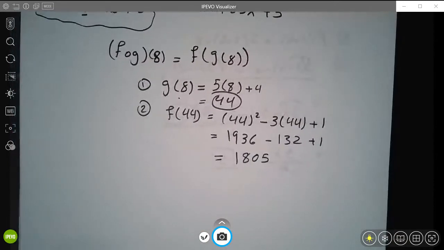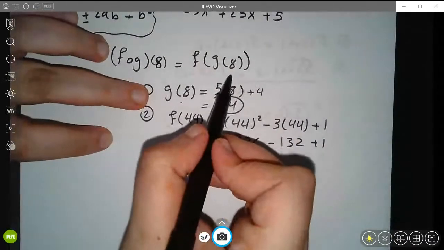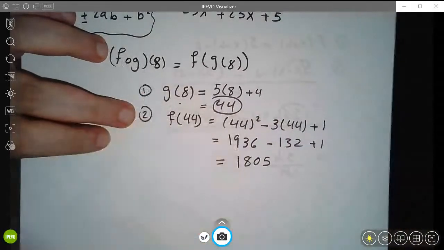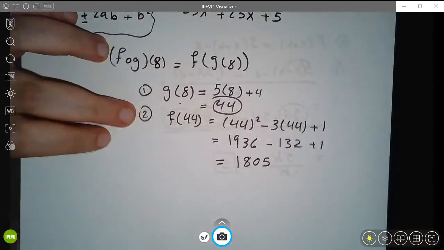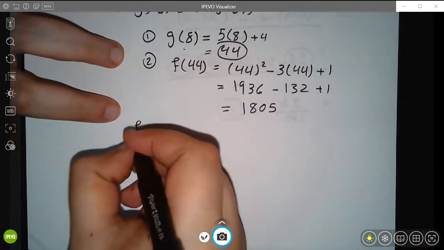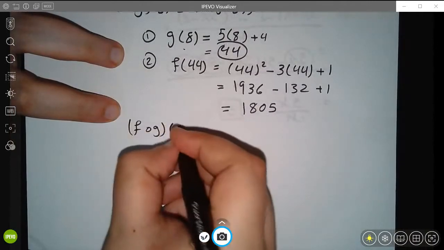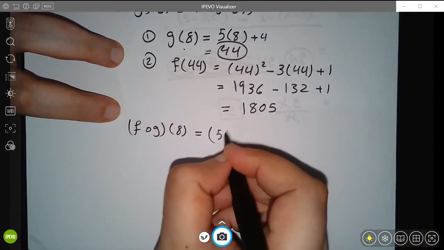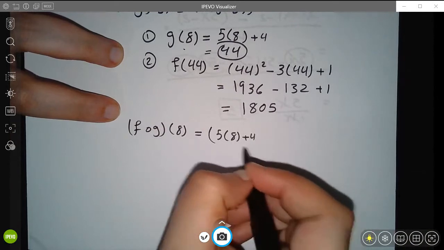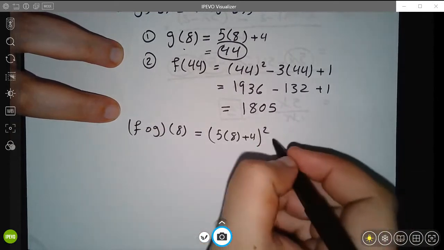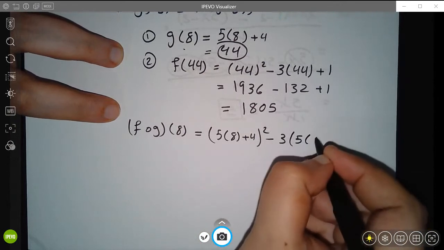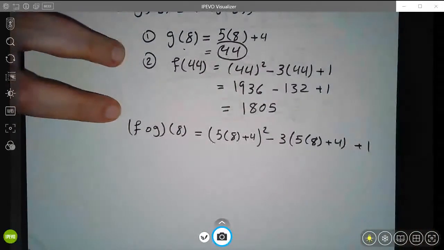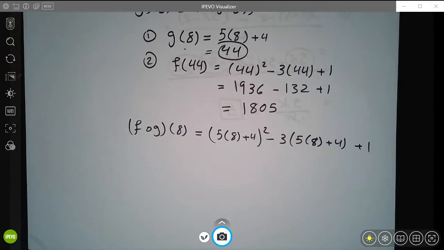So this was the two-step way. First, you find the one on the inside, and then you plug it into the one on the outside. Easy. Now, when I give you a number in here, you can still use the way I showed you above. It would look like this. So it would be f of g of 8. So you go, okay, so I have 5 times 8 plus 4. So this is g of 8 squared minus 3 times 5 times 8 plus 4 plus 1. And then you solve. Make sense?